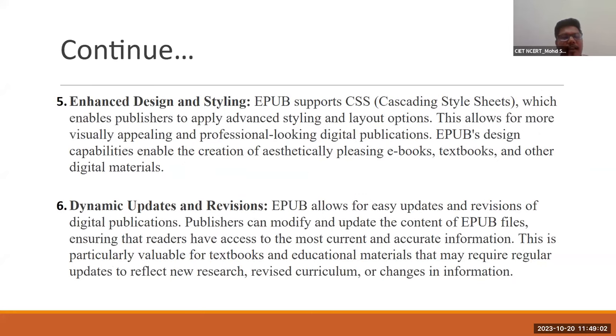The fifth point is enhanced design and style sheets. EPUB supports cascading style sheets, which enable publishers to apply advanced styling and layout options. This allows for more visually appealing and professional-looking digital publications. EPUB's design capabilities enable the creation of aesthetically pleasing ebooks, textbooks, and other digital materials.